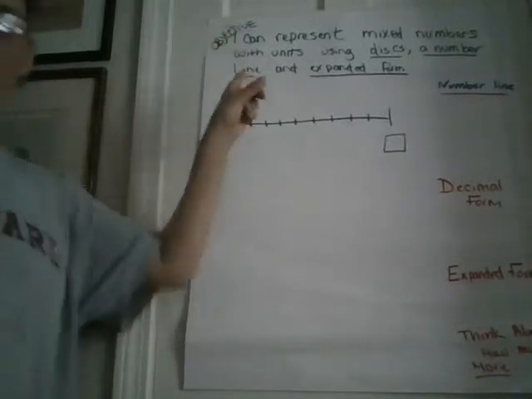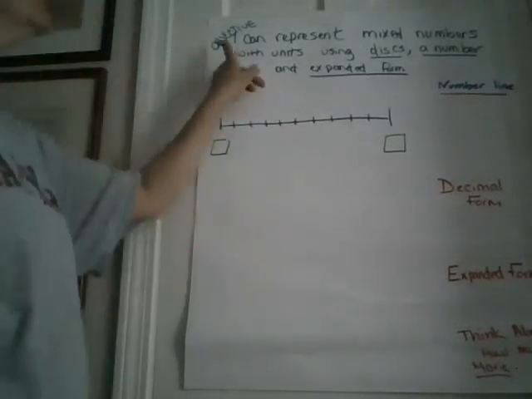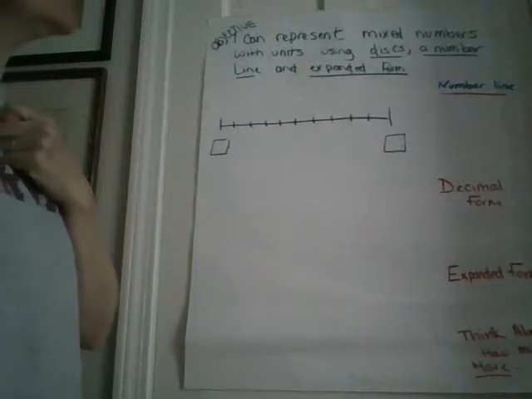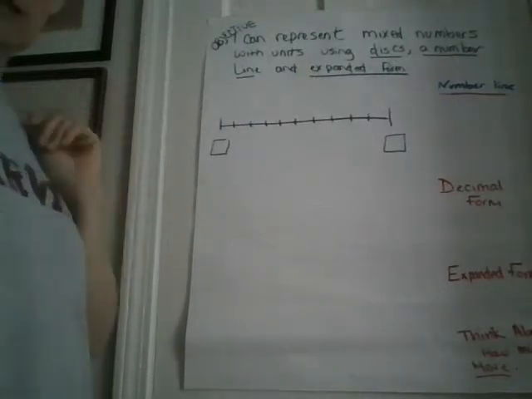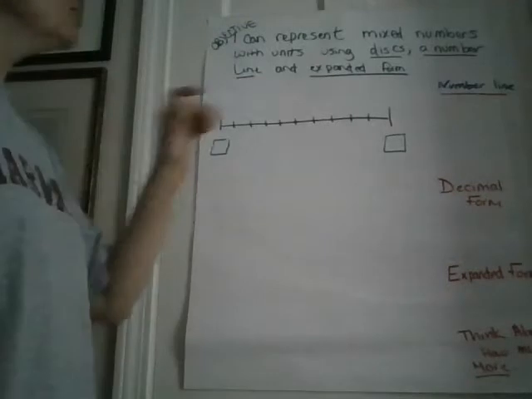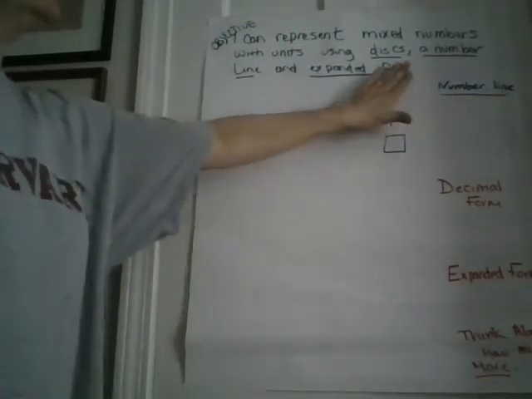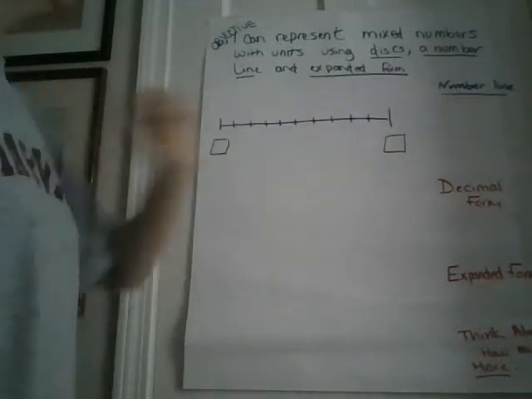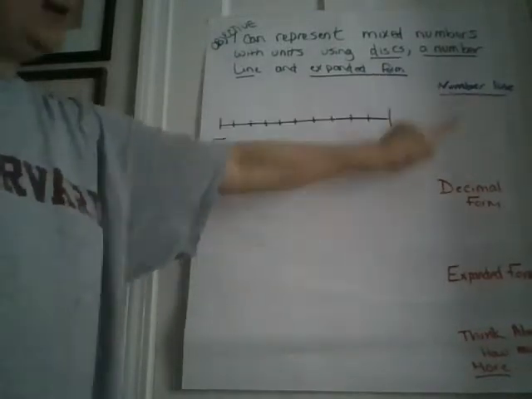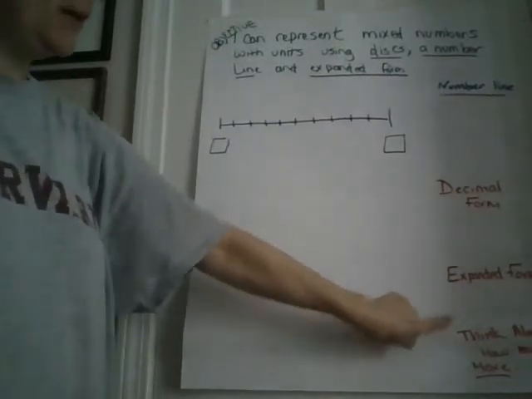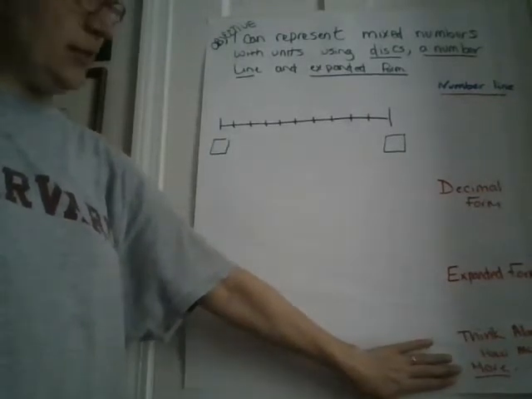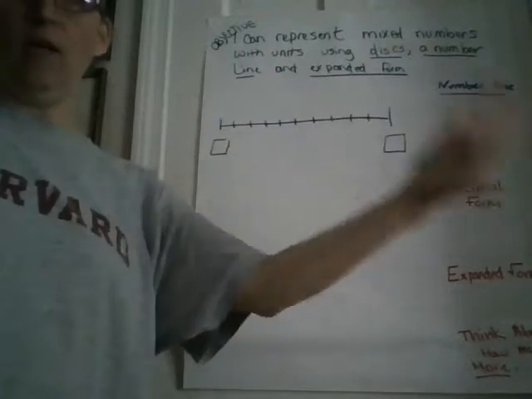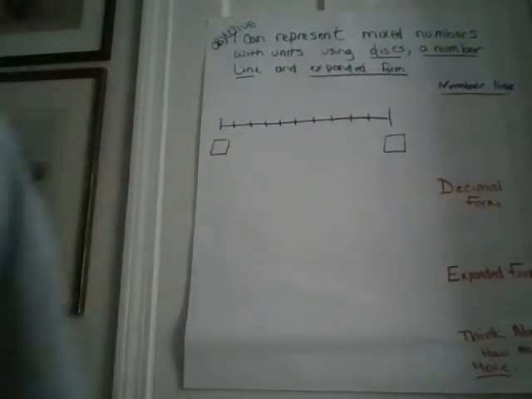I wanted to do a mini lesson on I can represent mixed numbers with units using discs, a number line, and expanded form. So this is lesson 3 in your Zearn. I wanted to address each one: the number line, decimal form, expanded form, and I also want you to think about how much more when there's a decimal to a whole. How much more to a whole.